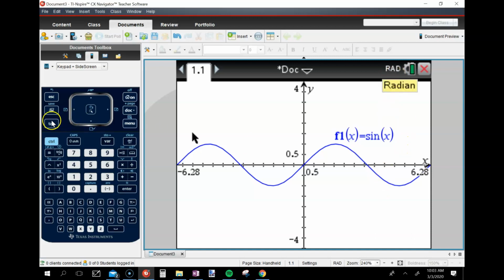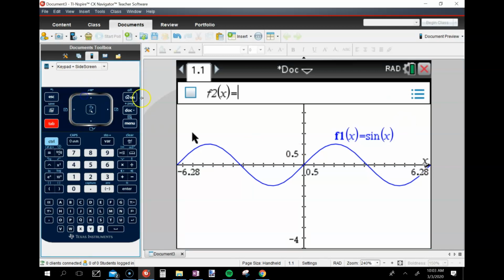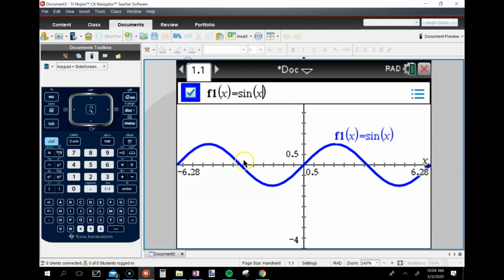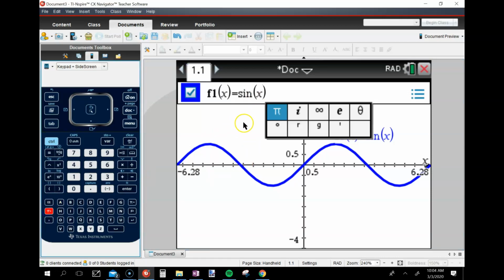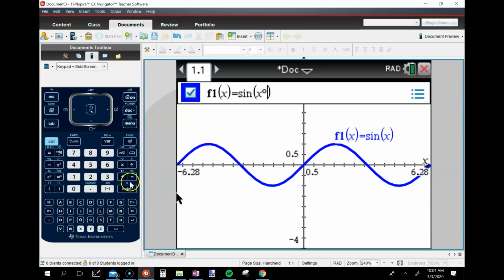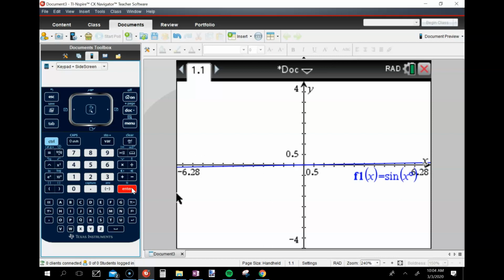Okay. What do you notice about what I didn't do right here? Sine of x what? What usually goes in here? The degree, right? What did I not put on here? All right, so watch what happens were I to put a degree symbol on here. Oh, doesn't look the same anymore, does it? Why doesn't it look the same anymore?